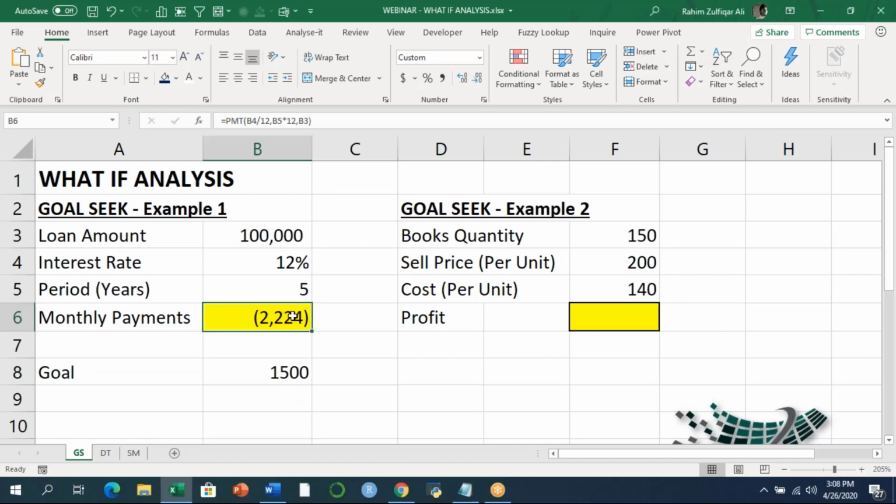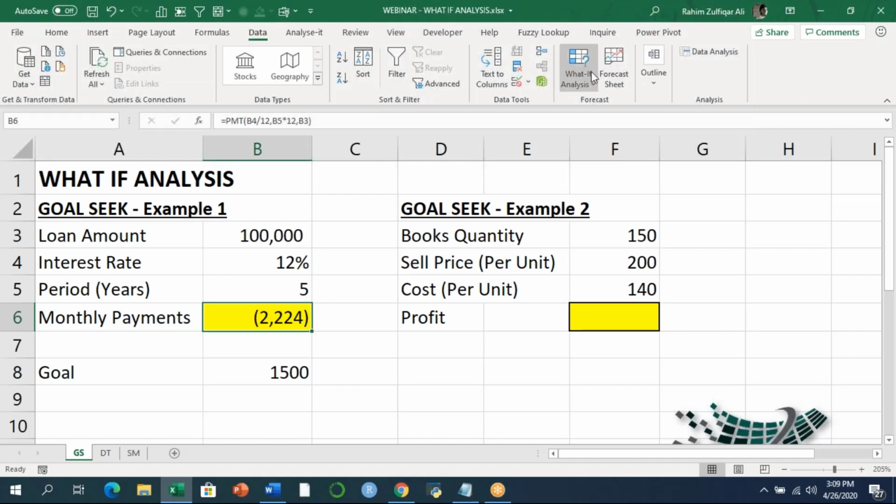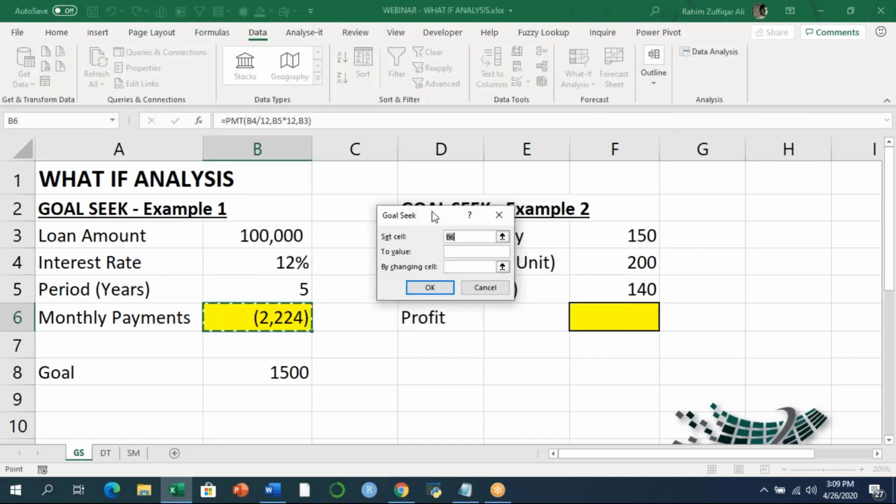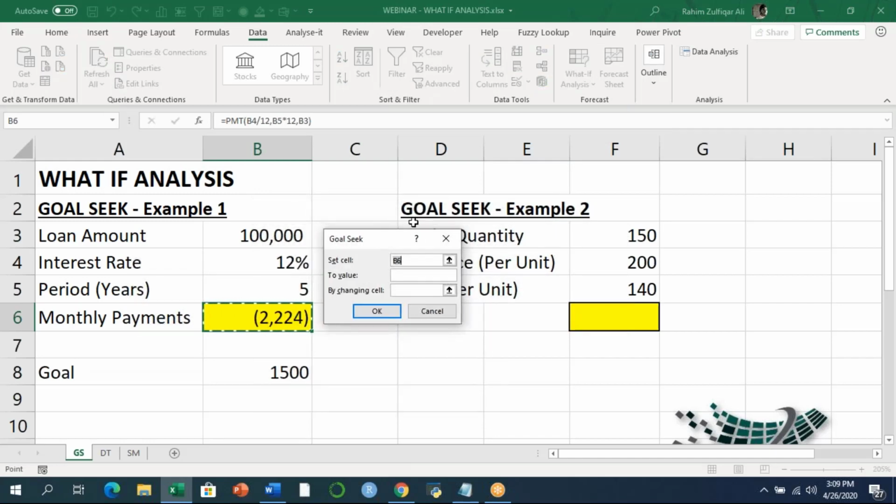So now our goal was to make the monthly payment 1500, right? And we don't know the steps to reduce the loan amount. So what we can do is take help from the What-If Analysis Goal Seek feature. So I will click on Goal Seek, and this is very simple.